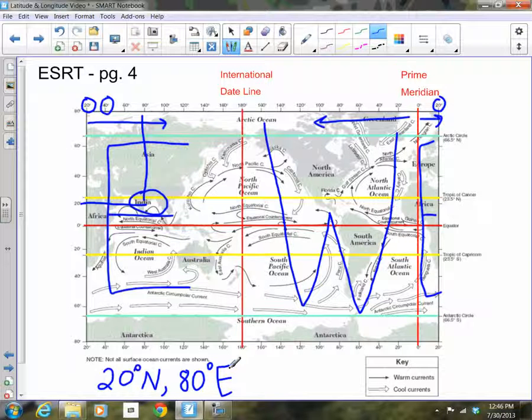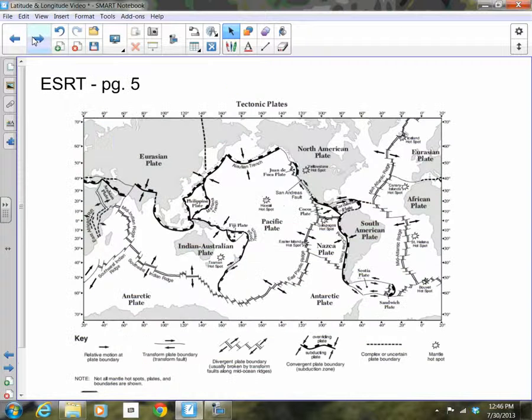Now take a look at the map on page 5 in your reference table. This is a map showing the Earth's tectonic plates. Again, let's ignore all the information in the map and just focus on the latitude numbers and the longitude numbers. Again, nothing is labeled. There's nothing north, south, east, or west. You're going to have to be able to determine that by yourself.